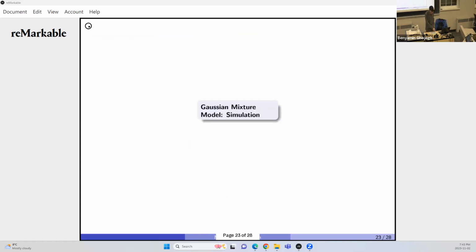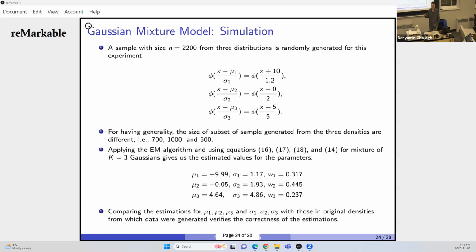Now, a simulation. This is my own simulation because I have written a tutorial paper for that. You can see, I will introduce it in a few minutes. My own simulation.